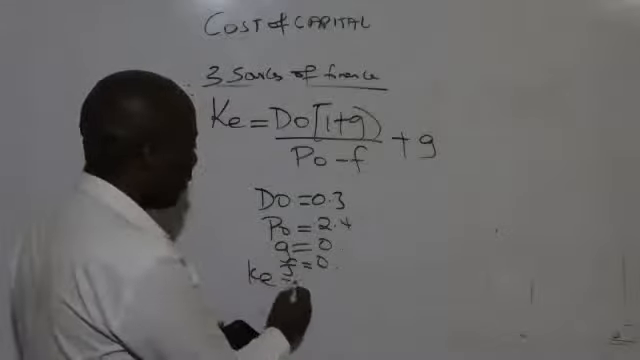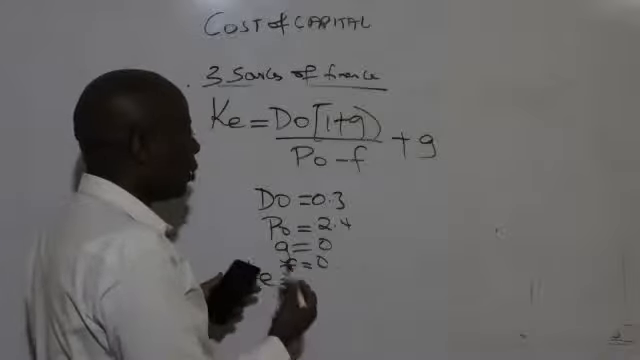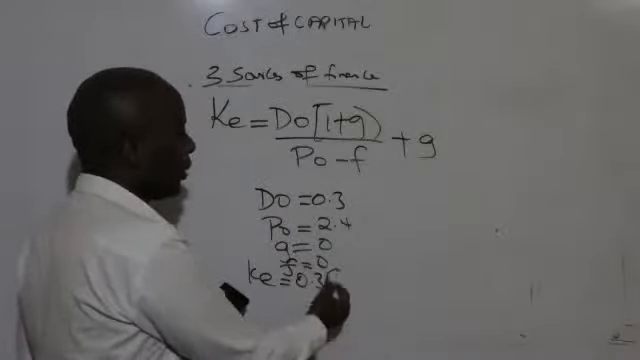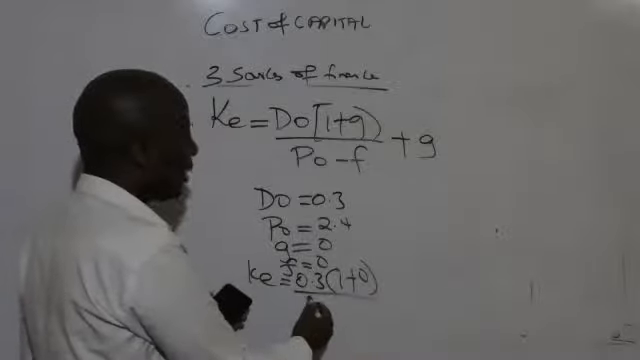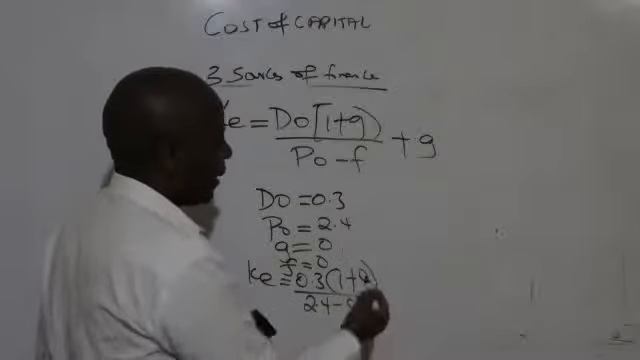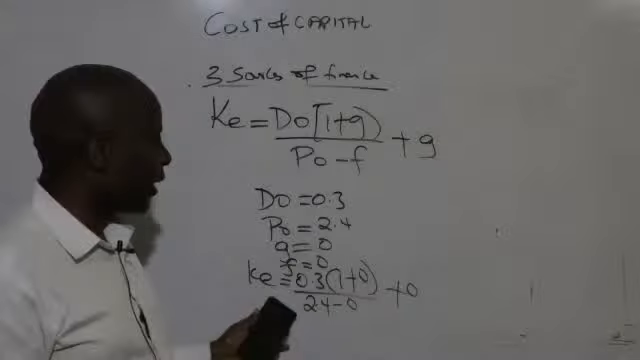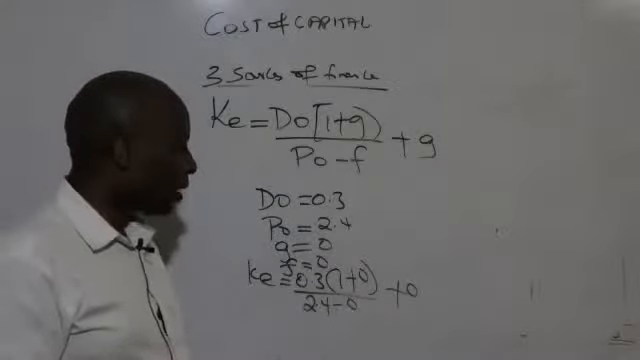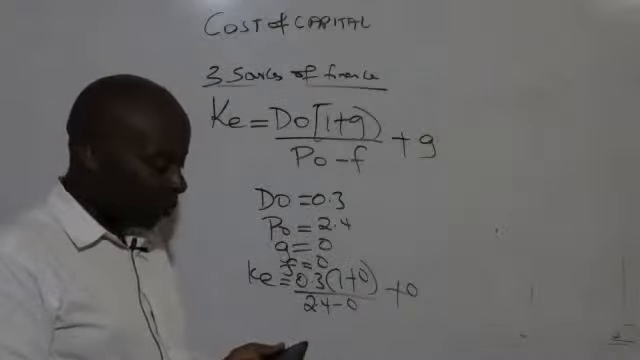The cost of equity. So the cost of equity will be equal to D0 times (1 plus g), which is 0.3 into 1 plus 0, all over P0, which happens to be 2.4, of course minus nothing for flotation, plus the growth rate, which at the end of the day is 0. So here you have to move slowly: get the numerator, the denominator, divide, and whatever you get plus 0 will be the cost of equity.